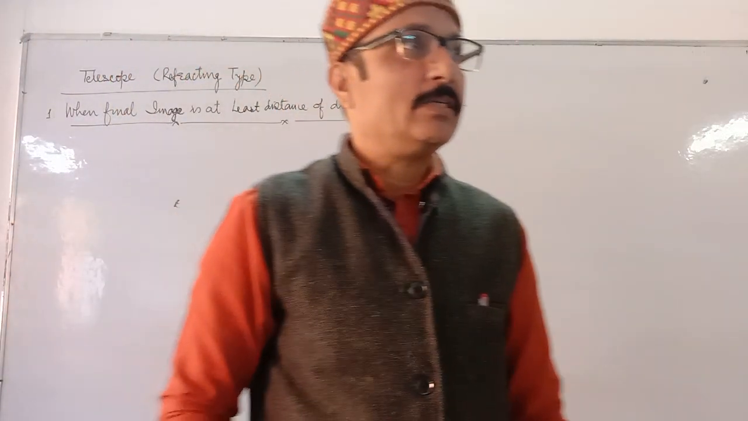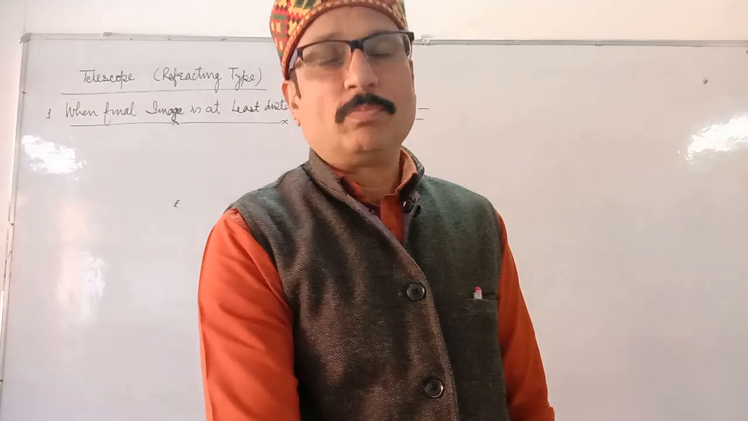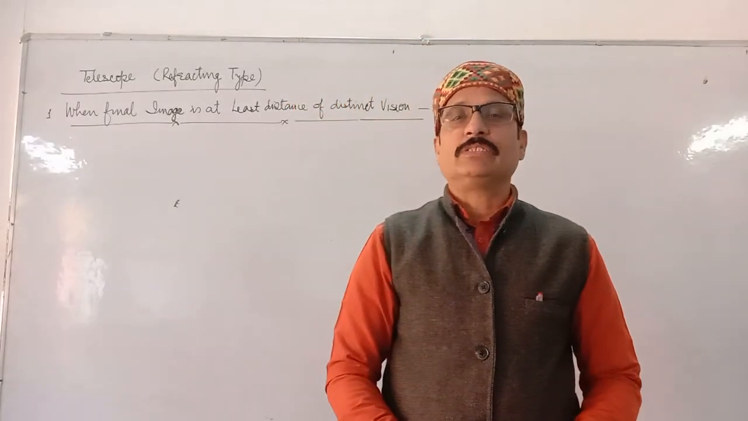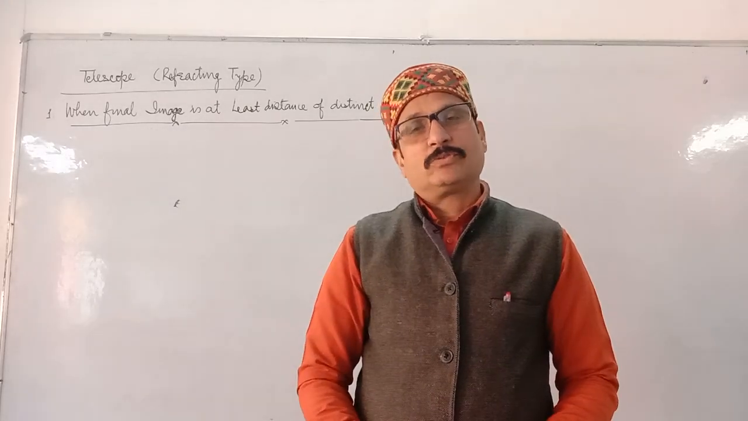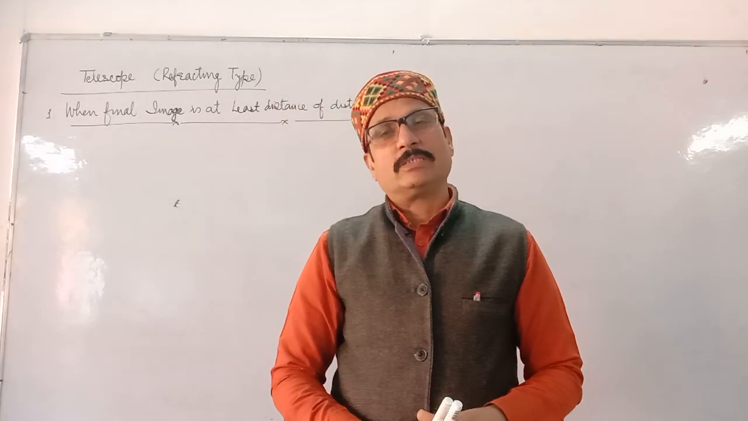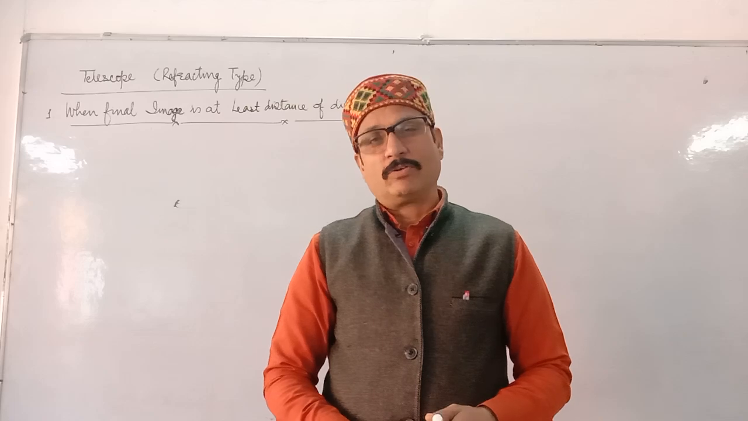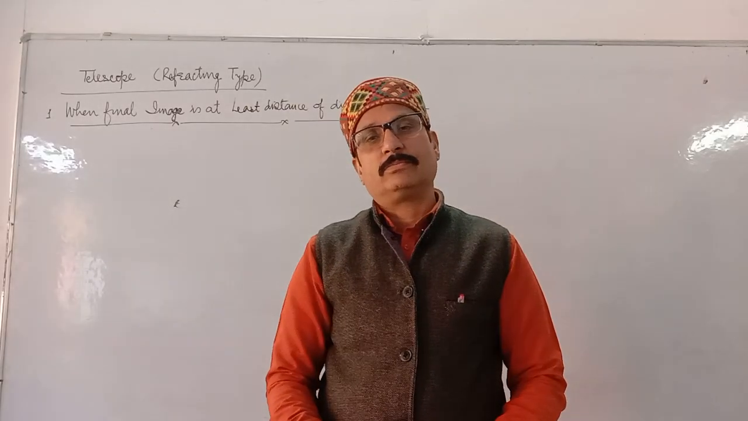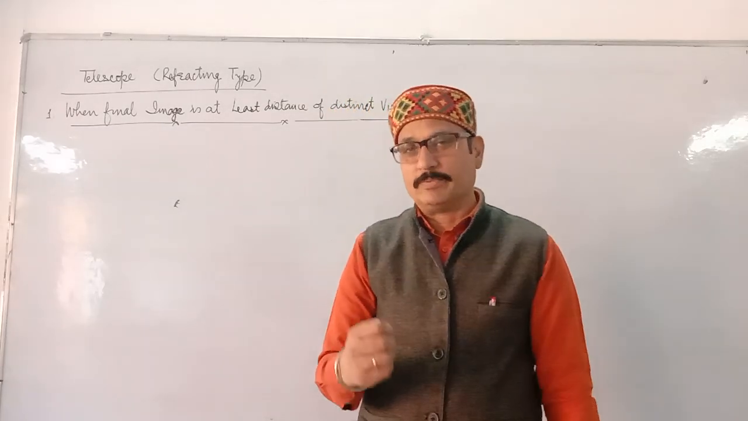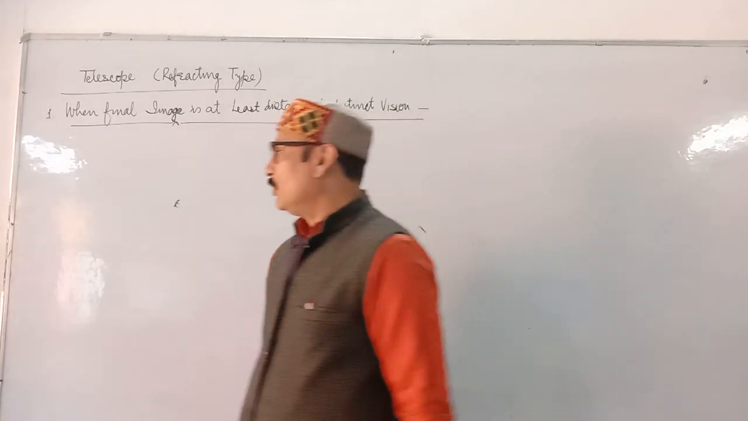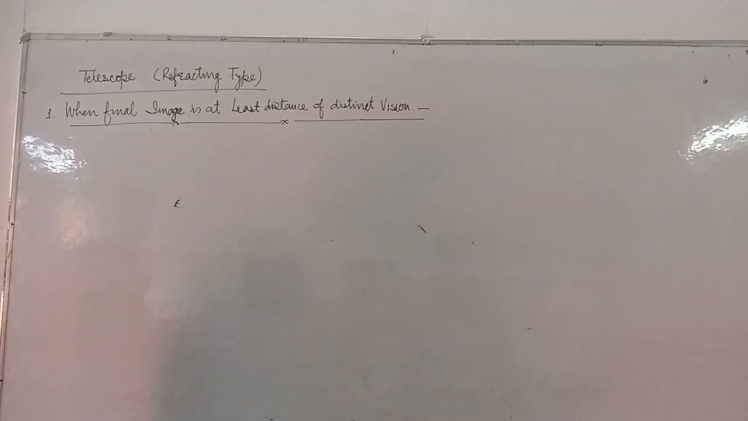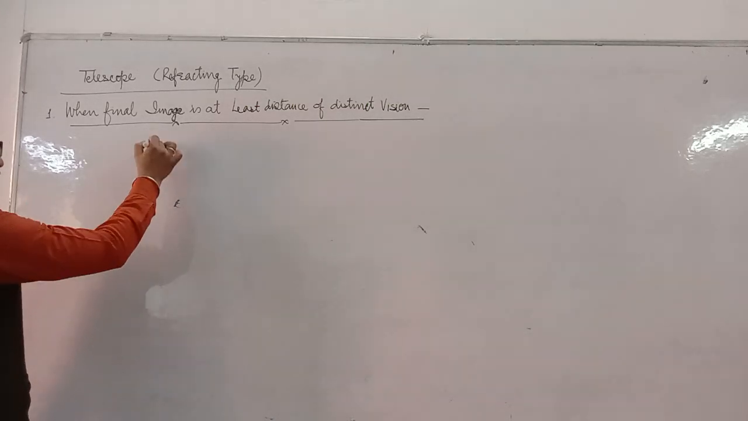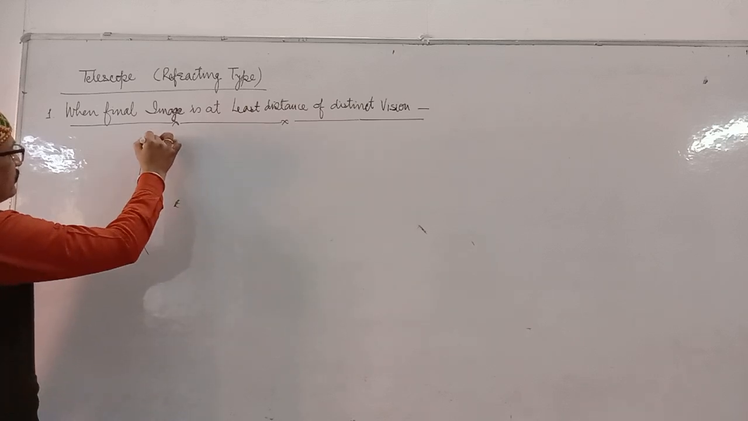Our next topic is the refracting type of telescope. Telescopes are optical instruments to see long distance objects. To see long distance objects, the primary requirement is to collect more of the light. The light coming from those objects will be large. For that, we have the objective of the telescope as a larger one with large focal length.